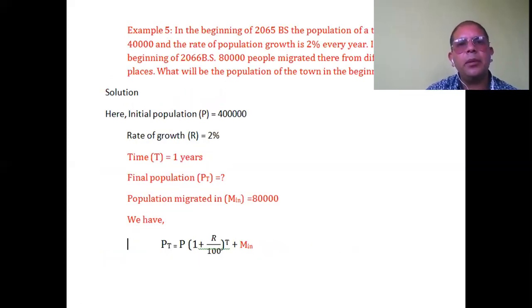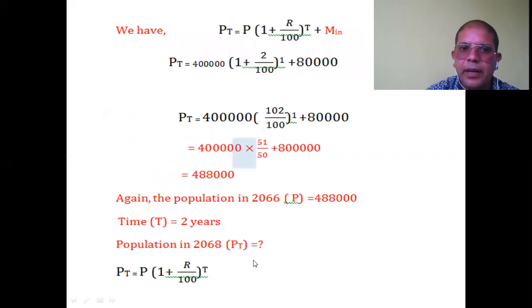Number 5: in the beginning of 2065 years, the population of a town was 40,000 and the rate of population growth is 2% every year. If in the beginning of 2066 years, 80,000 people migrated there, okay, it is 4 lakh, from different places, what will be the population of the town in the beginning of 2068? Initial population 4 lakh, rate 2%, time 1 year, PT how much, migration in this one. So we have this formula and add migration in. Substitute all values, and you will get the final population here.